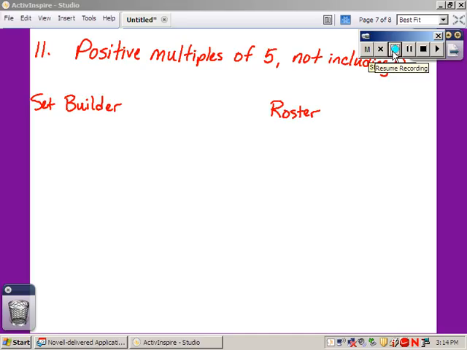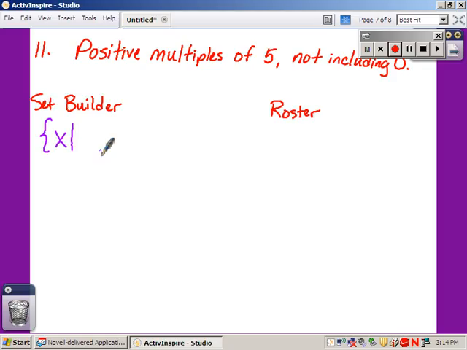Okay, this time we're asked to write positive multiples of 5, not including 0. I told you guys before that there's a pattern for Set Builder that you always follow, and that this one was really the only exception that you were going to see to that pattern. Anytime you see multiples of 5, what that means is I want to take x and multiply it by 5. So I'd write it like this.